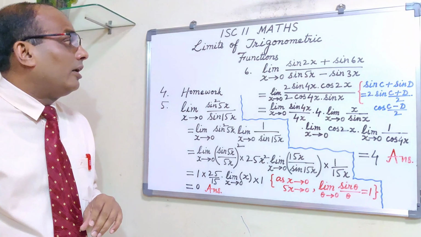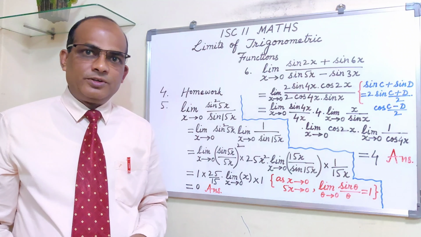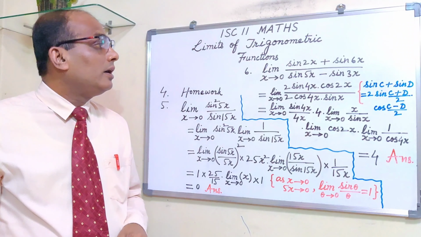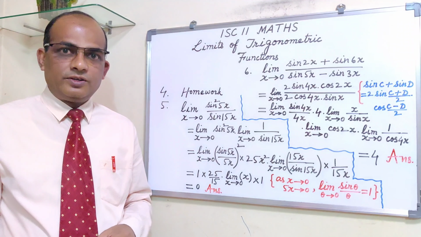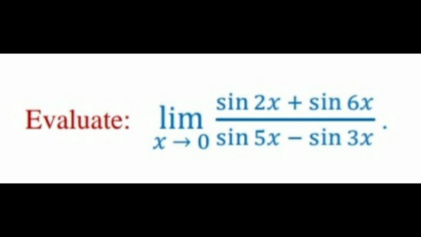Okay. Now, next question number 6. Again, you see the question on the screen. Limit x approaches 0, (sine 2x plus sine 6x) whole divided by (sine 5x minus sine 3x).